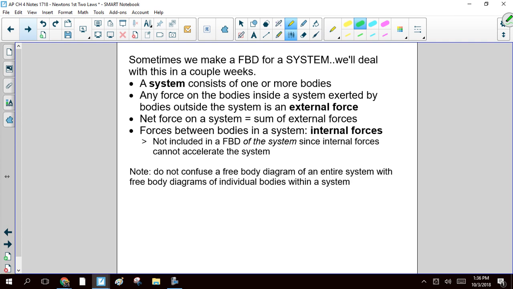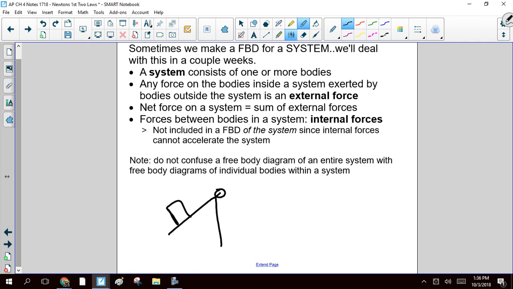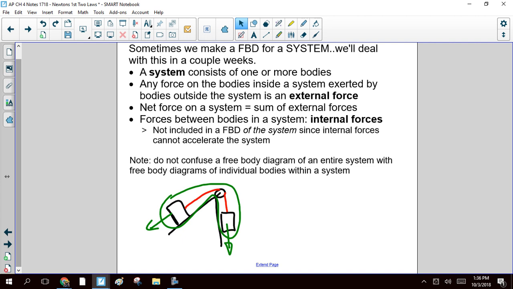Where this came up last year was we did stuff like this, where we had a ramp with a block and a pulley, right? And so you'd have a rope that ran up over the pulley and hanging down, and you'd have another block here, right? Okay, and so our system would be the two blocks and the rope, right? External forces would be gravity pulling this block down, gravity pulling this block down, but you wouldn't worry about the rope because it was part of the system, right? So you didn't have to worry about your tension force.